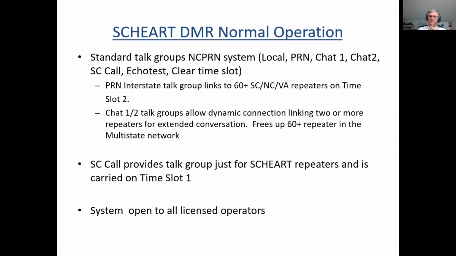Those channels are set up so any 2 people operating a repeater can be talking, say one person in Charleston and one person in Raleigh. Instead of tying up 60 plus repeaters, they can go to a chat channel and they'll only tie up 2 repeaters, the 2 they're on. All the rest of them will not be affected.